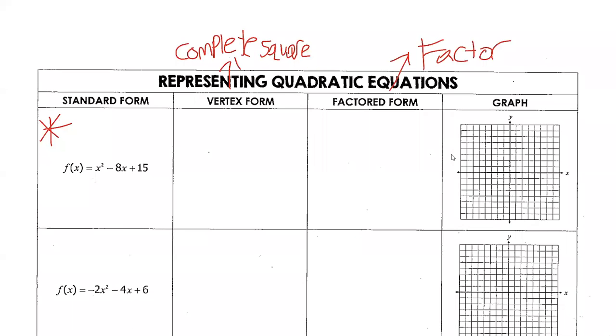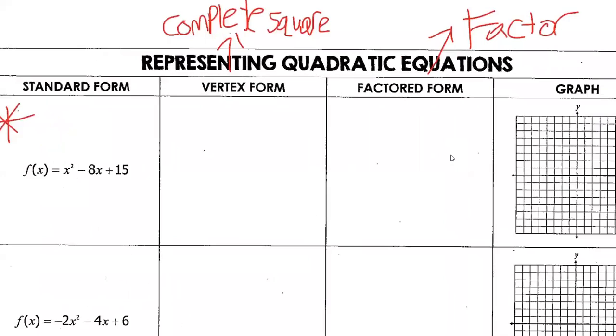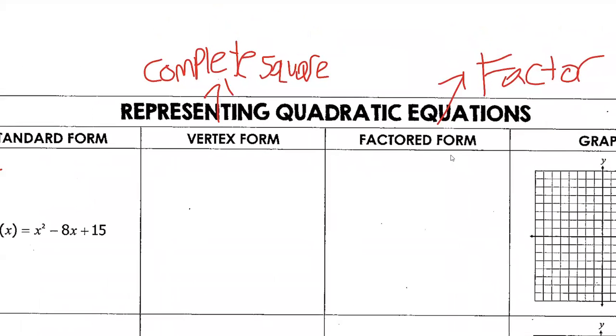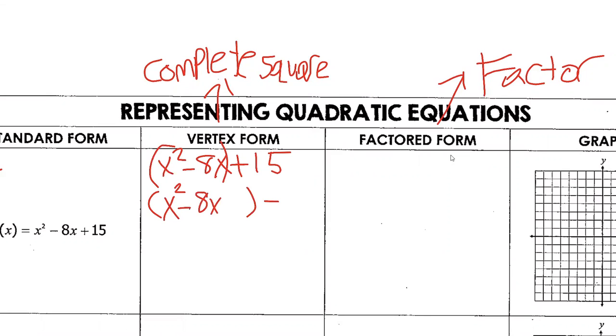All right, so sorry about that. So to get it in vertex form, you're going to complete the square from standard form, and from factored form, you're just going to factor it. So to complete your square, I'm just going to rewrite what we have in standard form. Remember, you group up your first two things and leave a little bit of space.